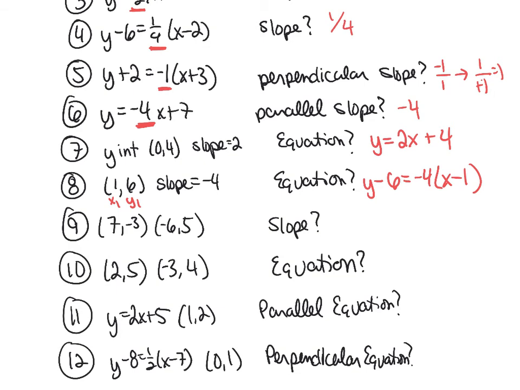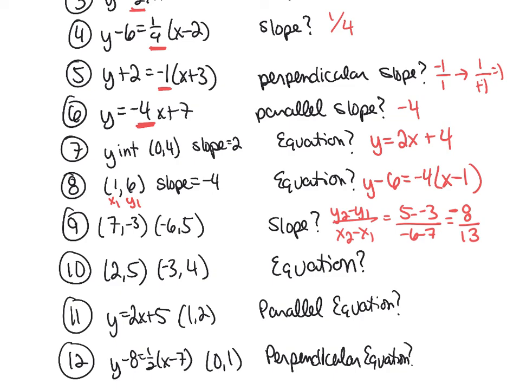Number 9 wants the slope equation. So y2 minus y1 over x2 minus x1. So that slope is 5 minus a negative 3 over negative 6 minus 7. That would be 8 over 13. Now, if this were a Schoology question, you can't put the negative in the denominator. You could if this were a regular test, but you've got to put the negative up top in Schoology.